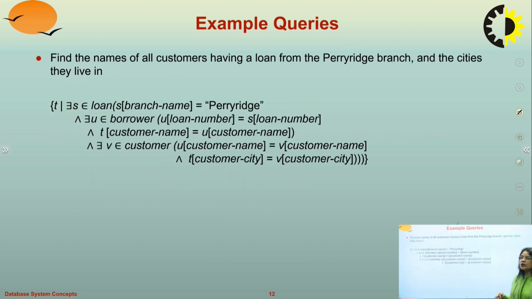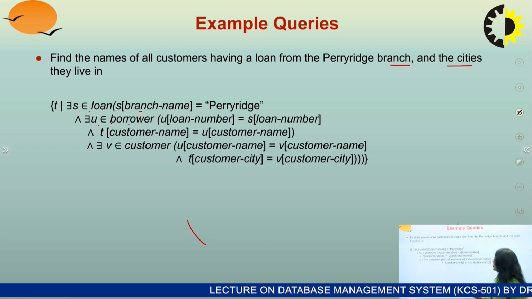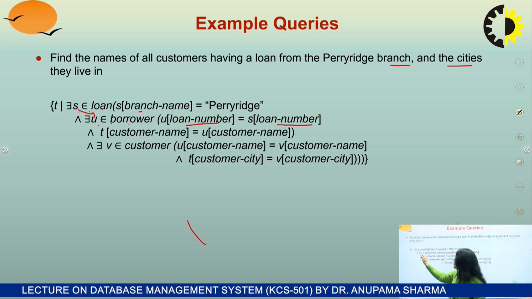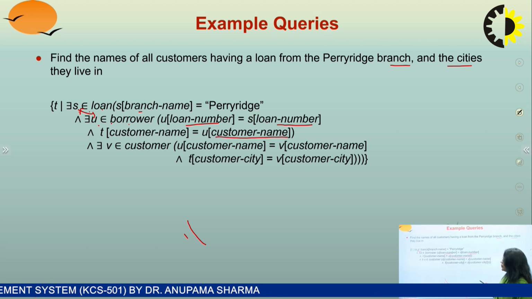Okay. Now another example: find the names of all the customers having a loan at the Parallage branch and the cities they live in. So we need to find out the customer city also, right? So we'll start with T and we will describe the information. There exists a tuple S element of loan, and S branch name is equal to Parallage, and there exists U element of borrower. U loan number is equal to S loan number. We are establishing the relationship between these two. And T customer name is equal to U customer name, right?